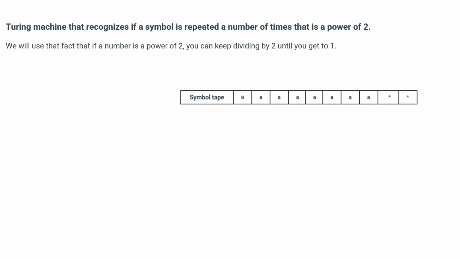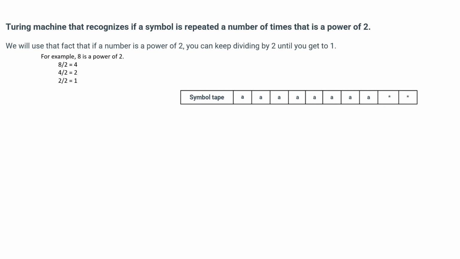Okay, so first of all, before we even get into this, we're going to use this little fact that helps us in this case. If a number is a power of 2, you can keep dividing by 2 until you get a 1. If it's not a power of 2, that's not going to happen. You'll never get down to 1. Let's look at some numbers here.